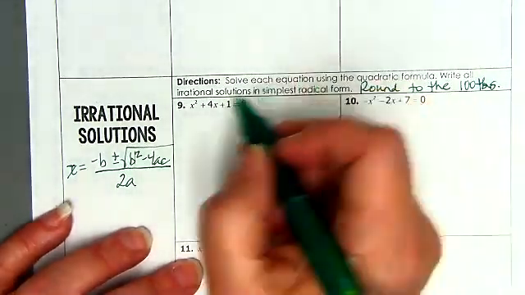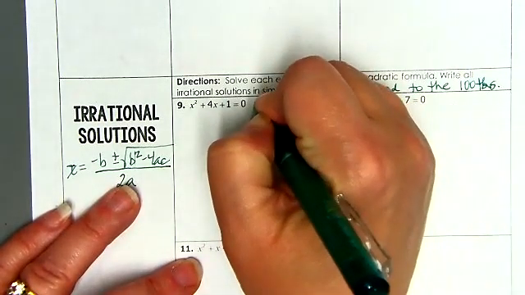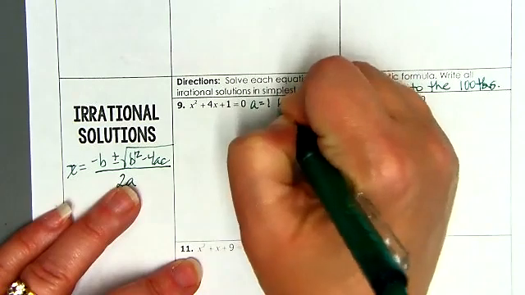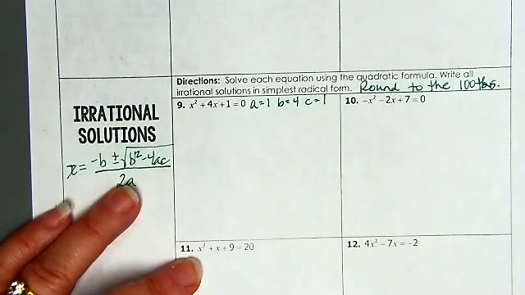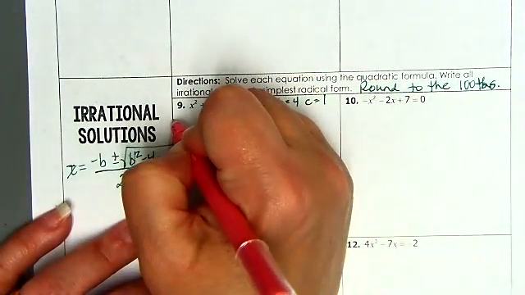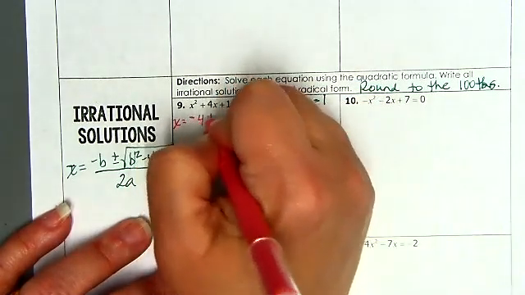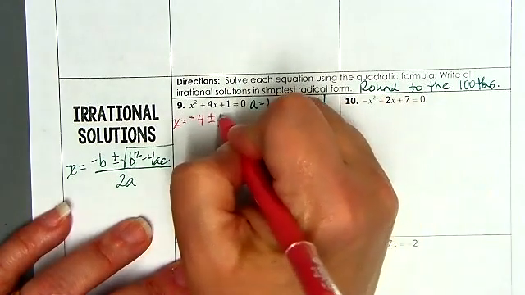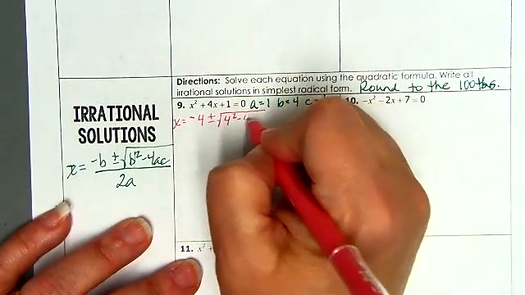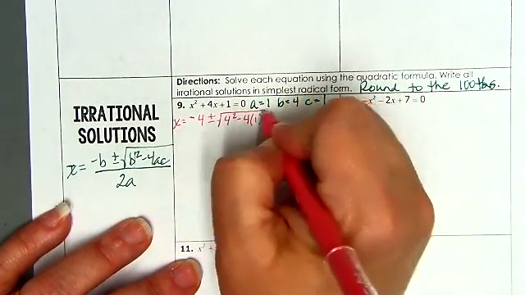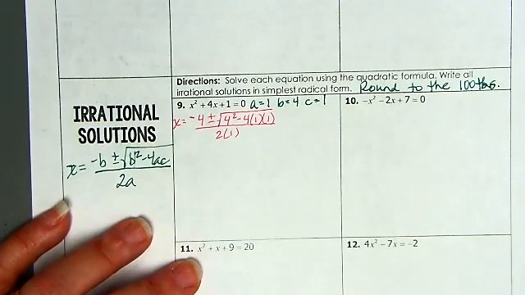Okay, so now it's already equal to 0. We're just going to work this one so we can make it a little bit easier. I'm going to label my a: a is 1, b equals 4, c equals 1. So now we plug and chug. I'm going to have x equals negative 4 plus or minus the square root of 4 squared minus 4 times 1 times 1, all over 2 times 1. Now we simplify.